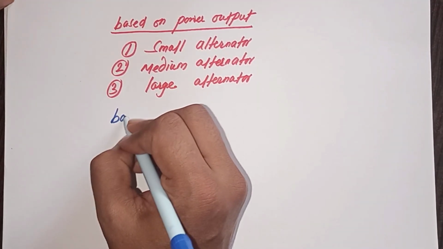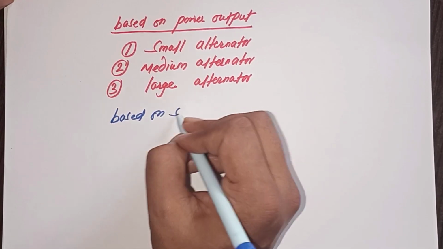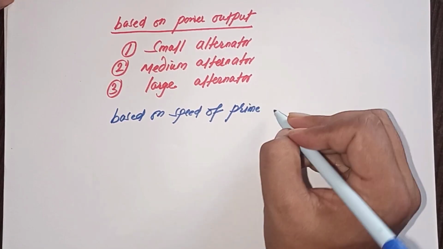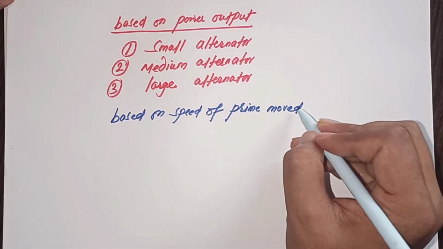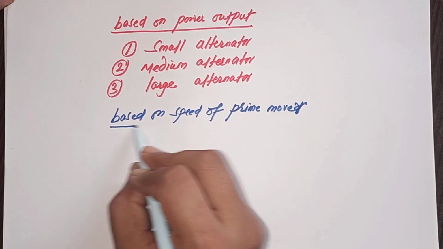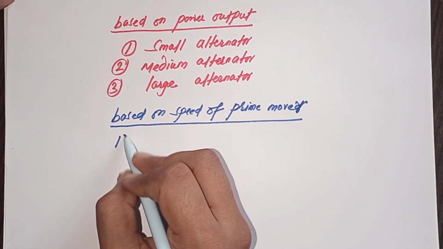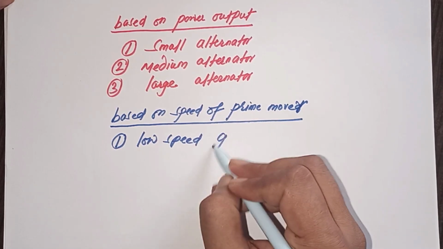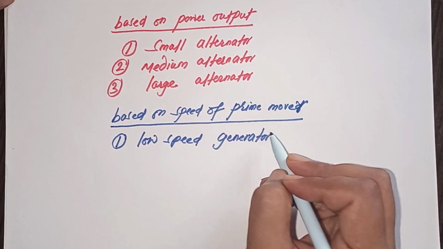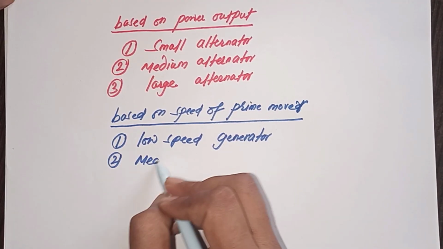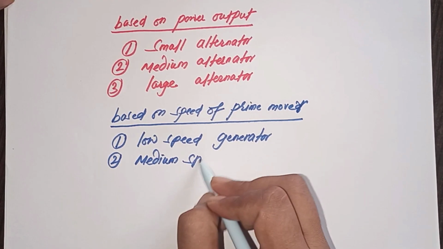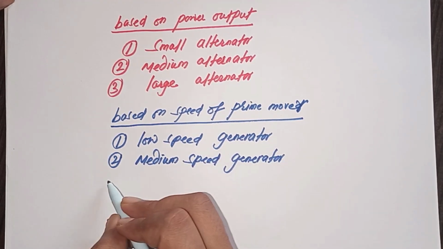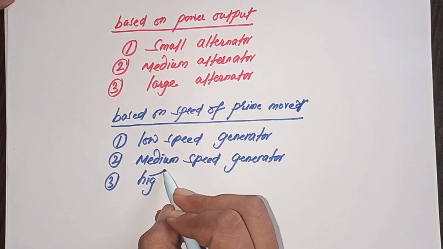Based on speed of prime mover, synchronous generator can be classified into three categories. First is low speed generator, second is medium speed generator, and third is high speed generator.